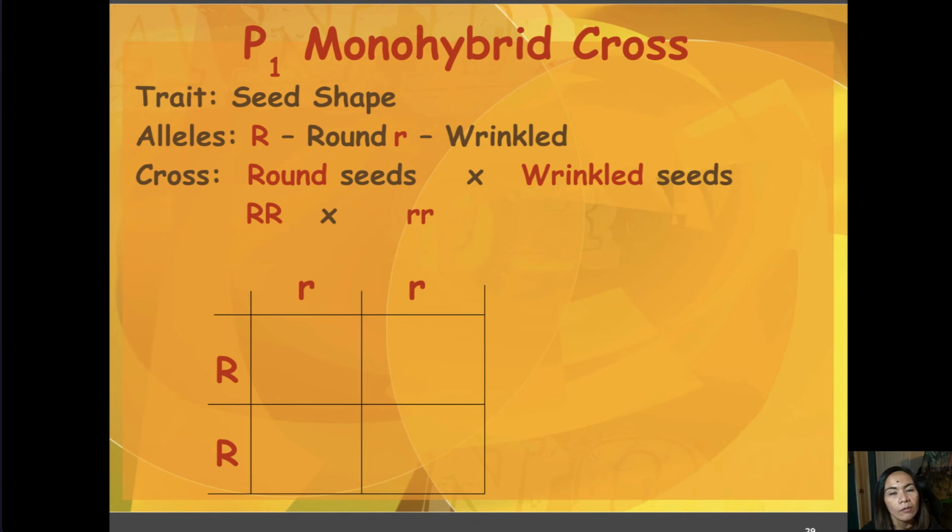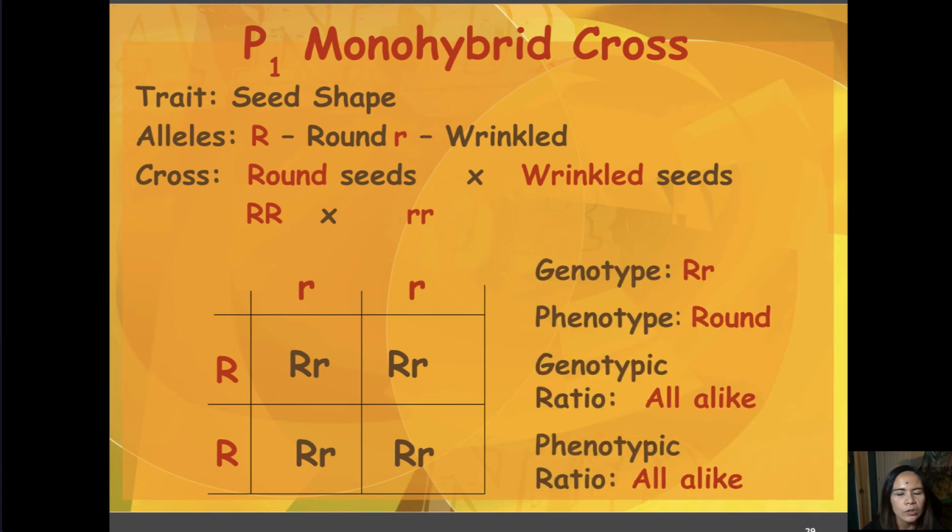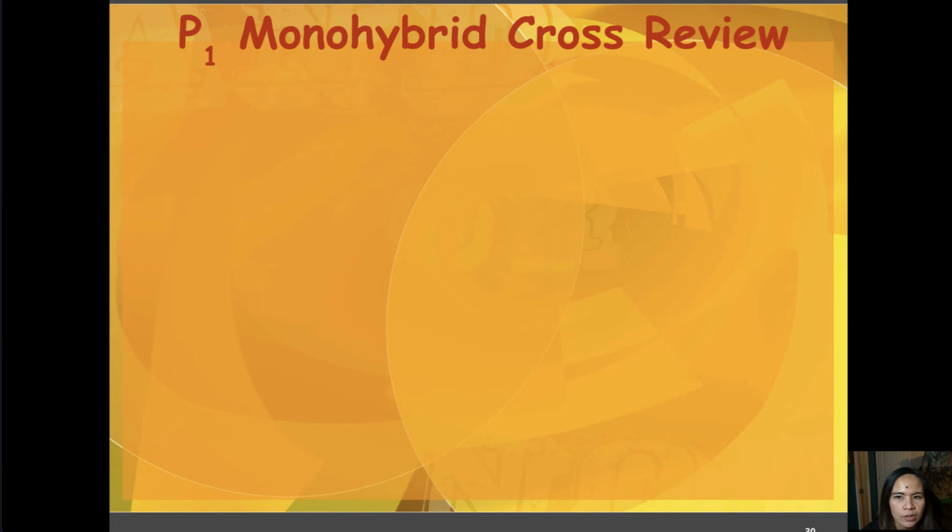And as you segregate them, then you cross the two, producing capital R and small r in the first box, capital R, small r in the second box. Same here on the next row and the last one. As you can see here, the genotypes are all heterozygous. You also call that your hybrid. Okay, so capital letter R and small r, and the resulting phenotype is round, and the genotypic ratio is all alike, as well as the phenotypic ratio. So this is your P1 monohybrid cross. Now, what are we going to do?